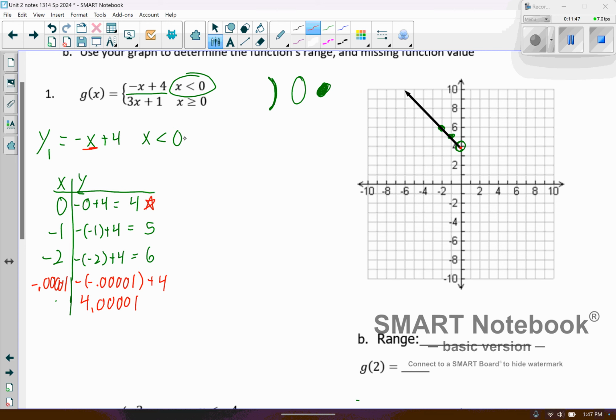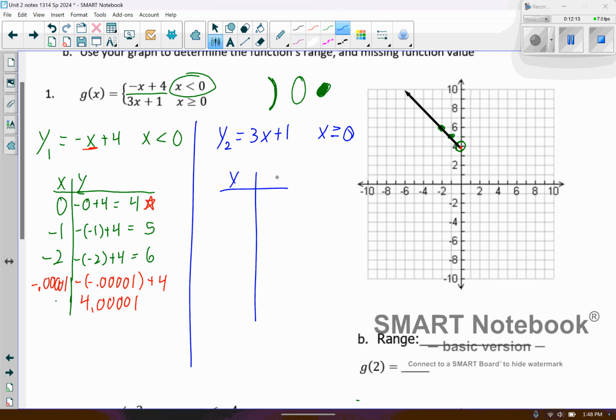So your boundary points, you want to include them. Even if it's a less than or greater than symbol without the equals to, then you just use an open circle. But on this other part, on the second equation, which I'm going to call y2 to keep track of these, that would be 3x plus 1, and that's for when x is greater than or equal to 0. Now, once again, 0 is a boundary point, and it is included, so that's fine. It's not a big deal to go ahead and plug in 0 for that.